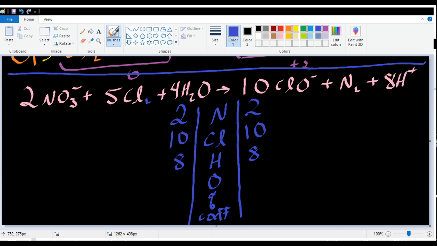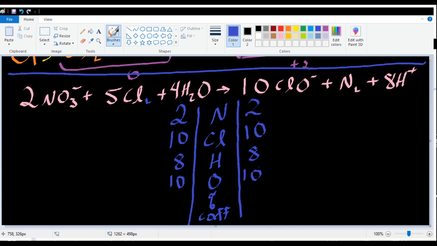Oxygen. 2 times 3 is 6. 4 times 1 is 4. 6 plus 4 is 10. On the right, it's only in the hypochlorite. So 10 times 1 is 10 oxygens. All right, so all of our atoms balance out.